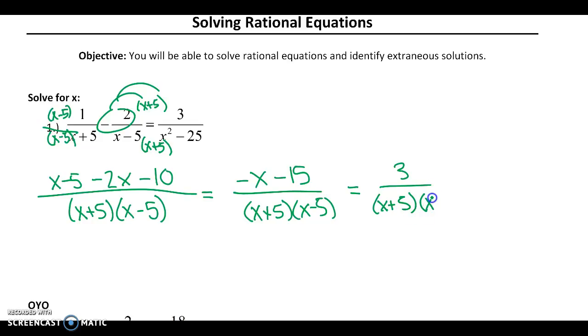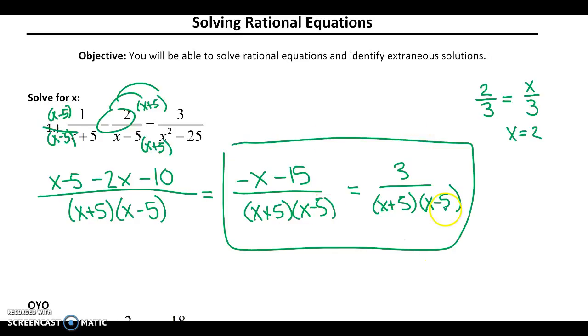And let's think about a simpler fraction for a second. If I said I have 2 over 3 equals x over 3, and I was solving for x, what would x have to be? Well, the only way these are equivalent is if the numerators are the same, because the denominators are already the same. So x would have to be 2. And you can look at rational expressions the same way. Their denominators are already equal, so once the denominators are exactly the same, all you have to do is set the numerators equal to solve.